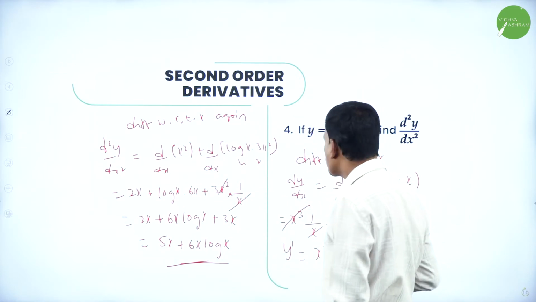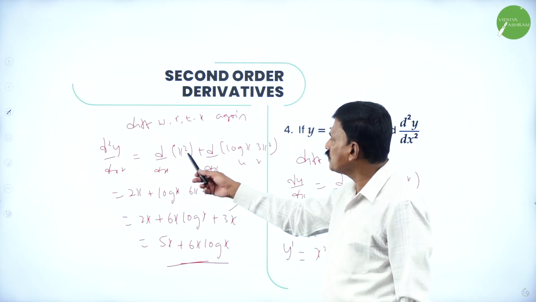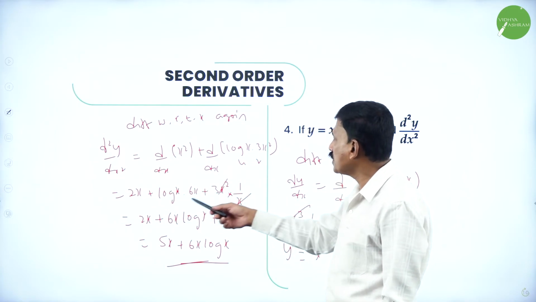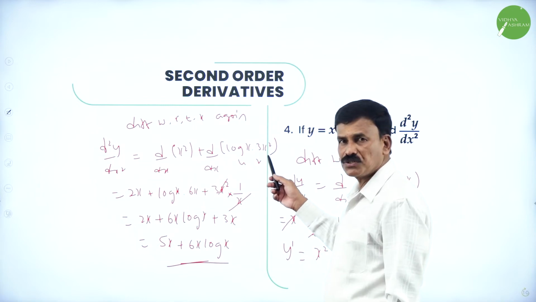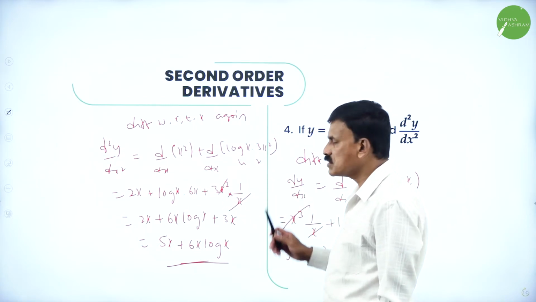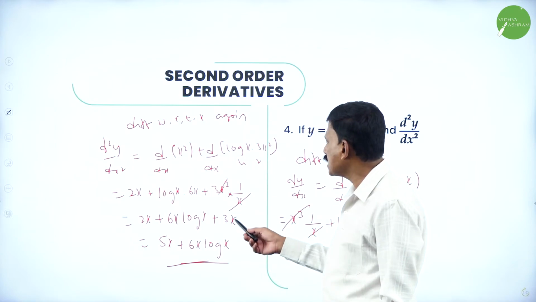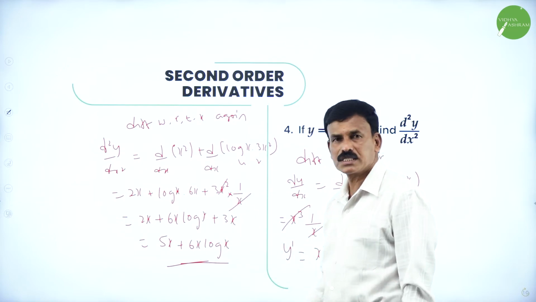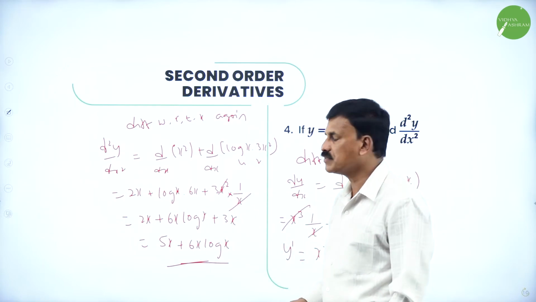See here, x square into log x. First function, differentiation of x square is 2x as it is. Again this is the uv method, product rule: log x into differentiation of x square is 2x, 2 into 3 is 6x, plus second function 3x square constant, differentiation of log x is 1 over x, x and x get cancelled, 3x. So 3x plus 2x is 5x, and 6x log x as it is. So this is the derivative of the given function.